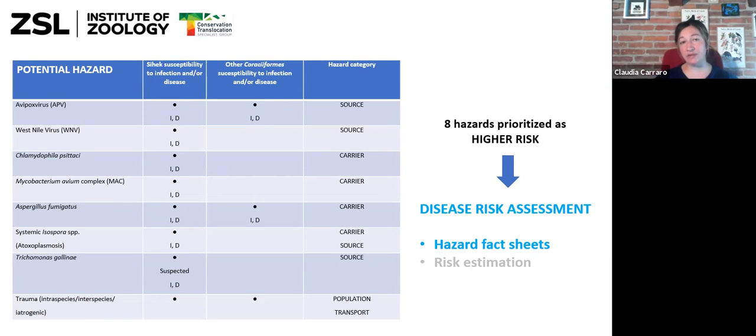Most hazards were deemed low risk, but 8 hazards listed in this table here were prioritized as higher risk. Of these, West Nile virus, avipox virus, Theileria species and Trichomonas are categorized as source hazards. We have started to carry out a disease risk assessment for each one of these 8 hazards by producing detailed fact sheets for each one. This fact sheet summarizes the biology, epidemiology, pathogenesis, and also clinical signs of each hazard.